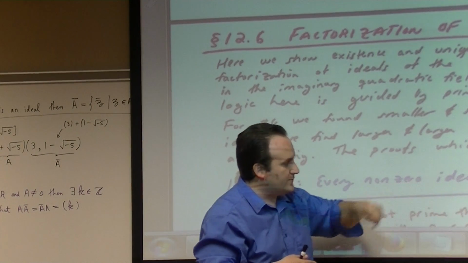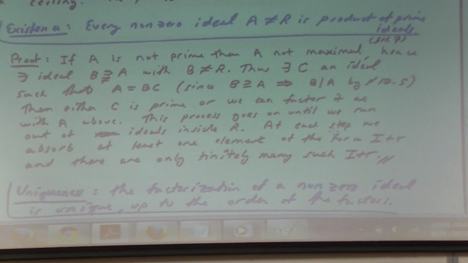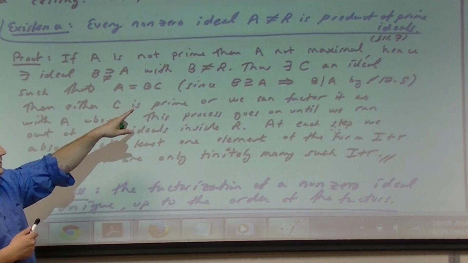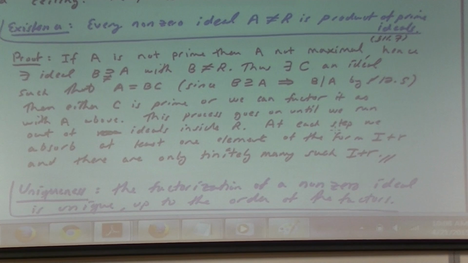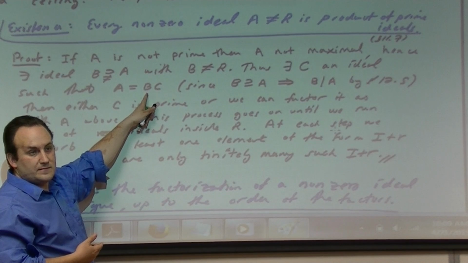Every non-zero ideal is a product of prime ideals. So here's the argument. Proof. If A is not prime, then it's not maximal. If it's not maximal, that means there is something outside A, which means you can pick an ideal which contains that point outside A. So there's some larger ideal, B, which is not the whole ring, which contains A, right? But what does that mean? B contains A, which means B divides A, which means you can write A is equal to BC, by what we were just talking about. Containment means divides, right? So you have A is equal to BC, where B is a larger ideal than A was. Then what do you do?